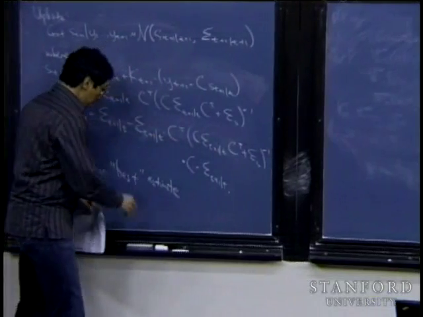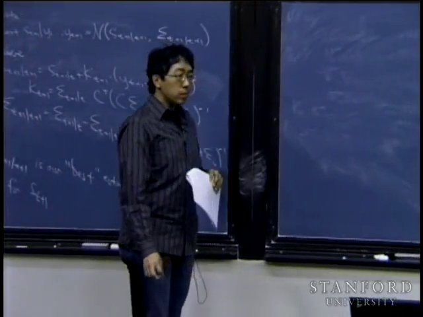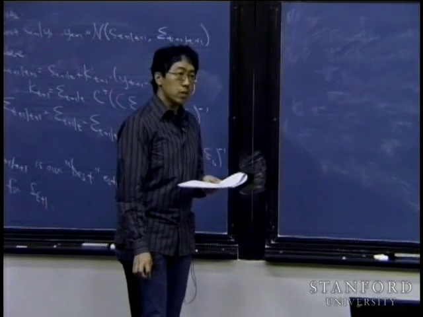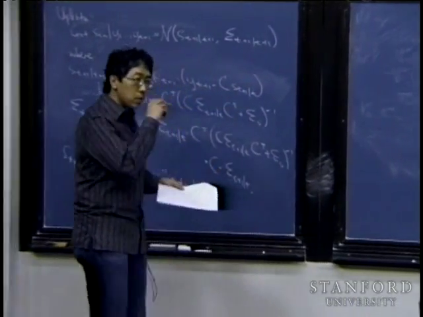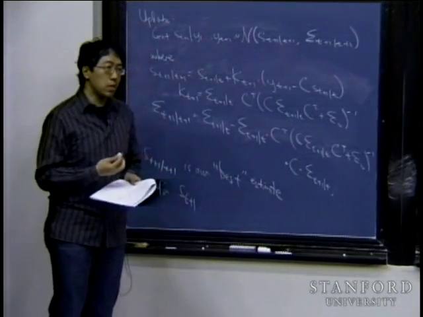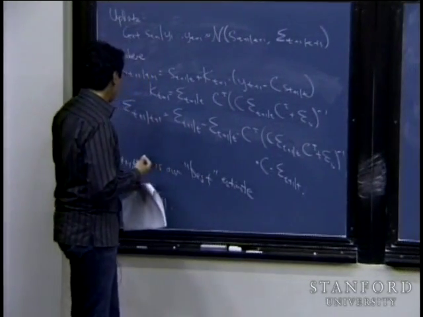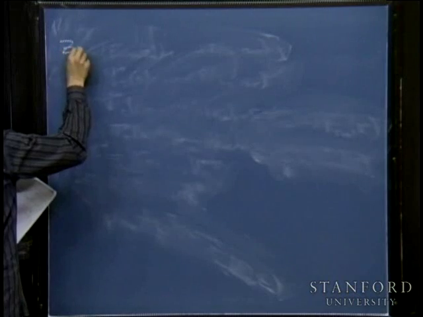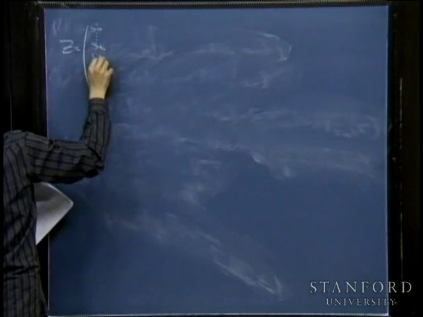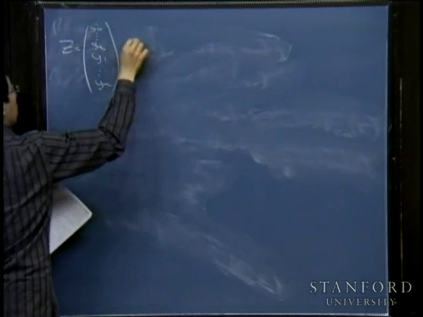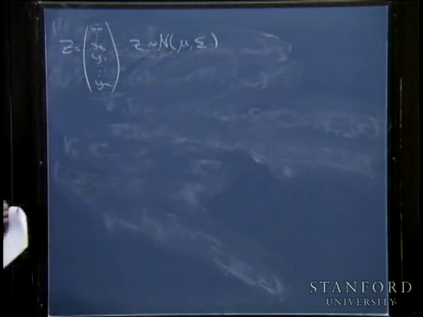Yep. Is it computationally less intensive than the other, where you compute the joint Gaussian distribution and then find the conditional? Right. So, how is this less computationally intensive than the original method I talked about? In the original method, I said let's construct Z, which was this huge Gaussian thing, and figure out what the mean and covariance matrix of Z is.